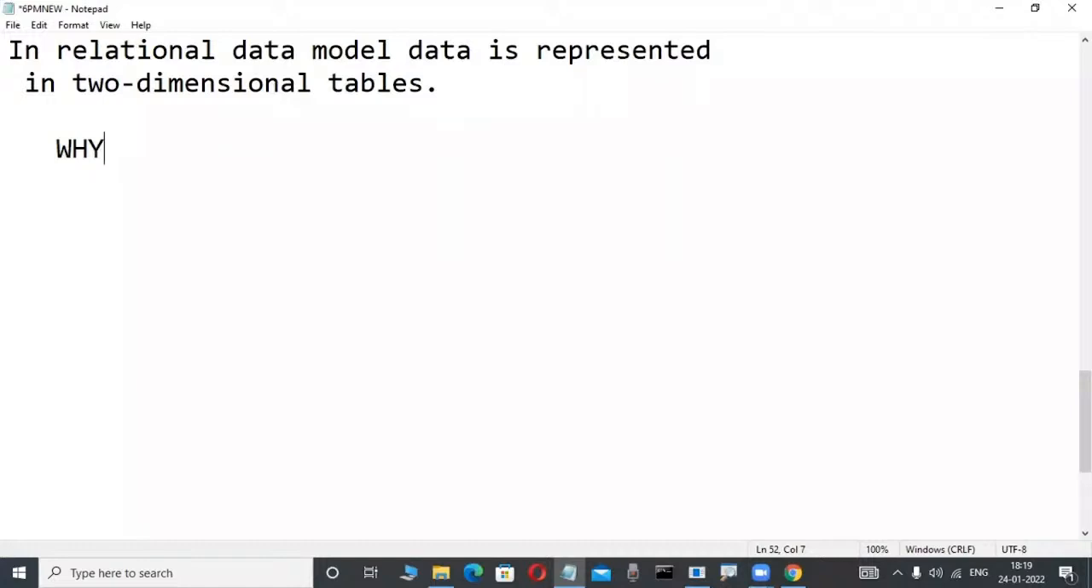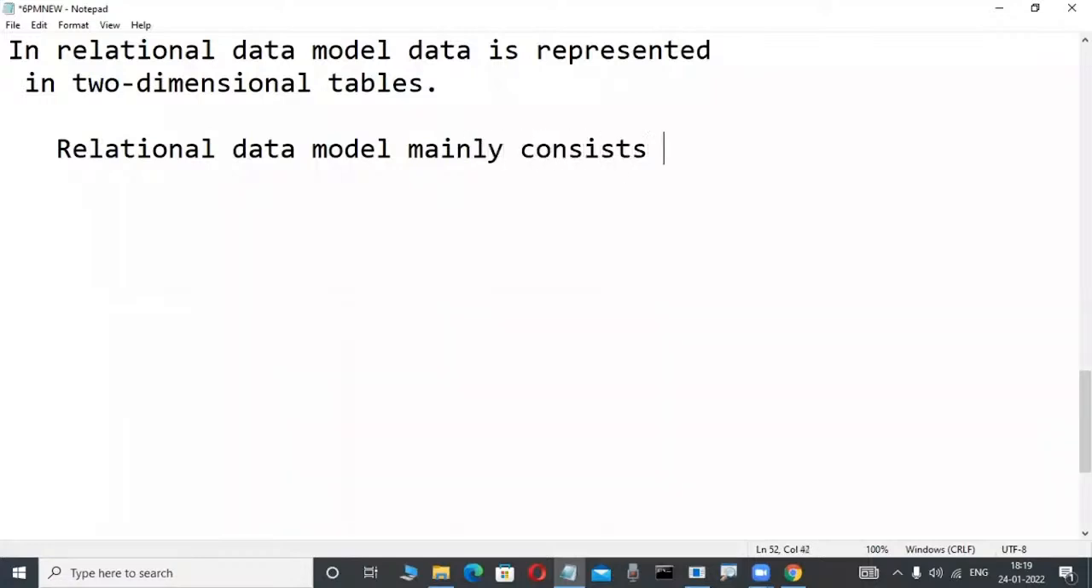The reason is there. In any relational data model product, the relational data model mainly consists of three components. What are those components? You must be familiar with these names before we start our courses. Now check it out, concentrate here. What is the first one?